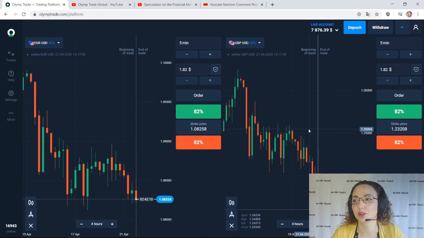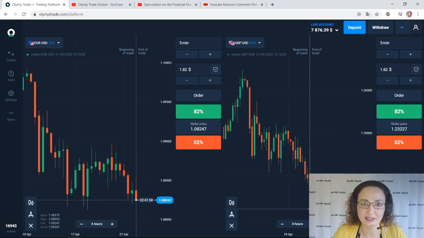So by trading correlated assets, you can increase your deposit fast. But again, just as with approach number 1, we can increase our deposit fast, but we can also double our losses. So basically, these are correlated assets.